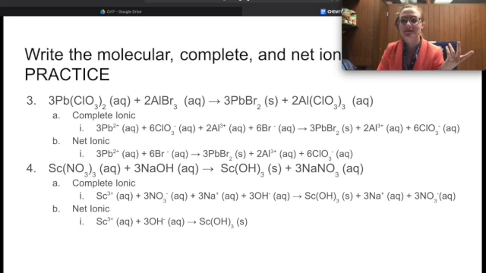Awesome. We can write chemical equations. I'm so excited.